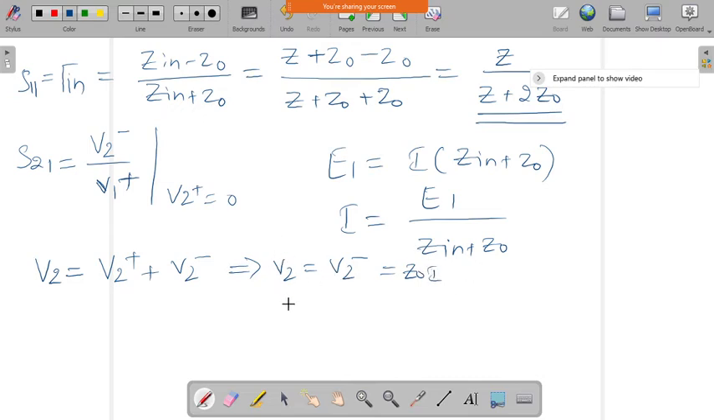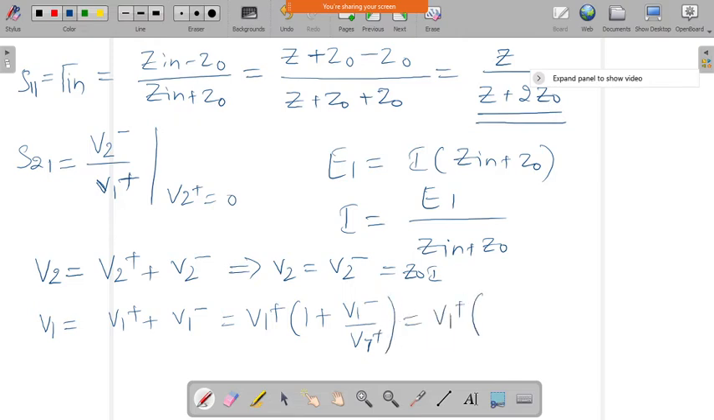So V2 minus, which is nothing but V2, is equal to Z0 into I. Similarly we can write V1, which is nothing but V1 plus plus V1 minus. Now if I take V1 plus common, we get 1 plus V1 minus by V1 plus, which is equal to V1 plus into 1 plus V1 minus by V1 plus. What is V1 minus by V1 plus? This is nothing but S11, which we found from the earlier equation. So this is 1 plus S11 into V1 plus.